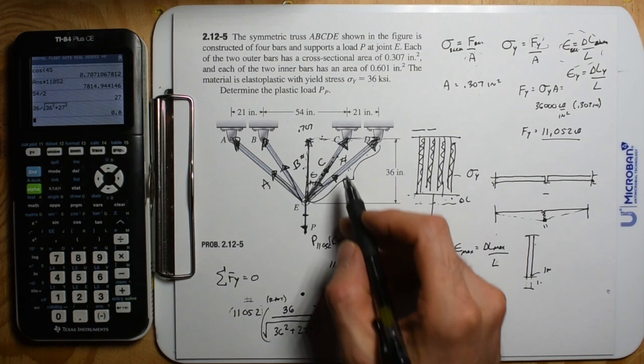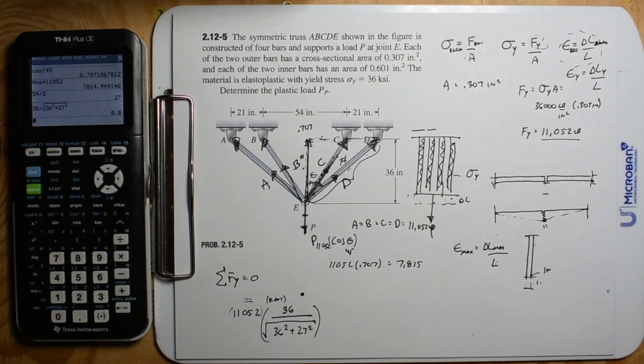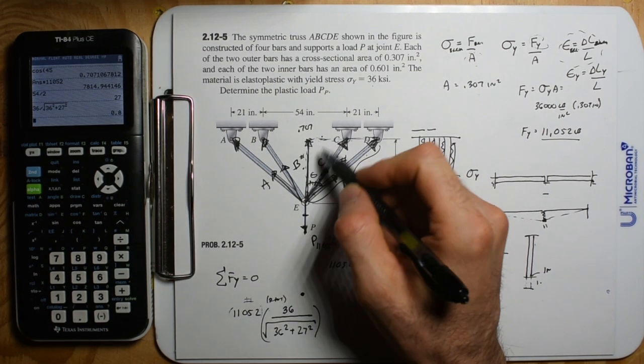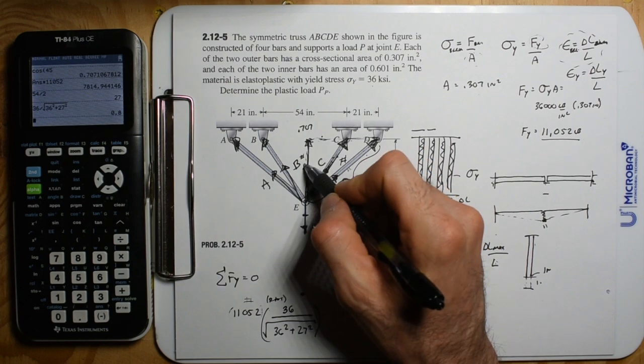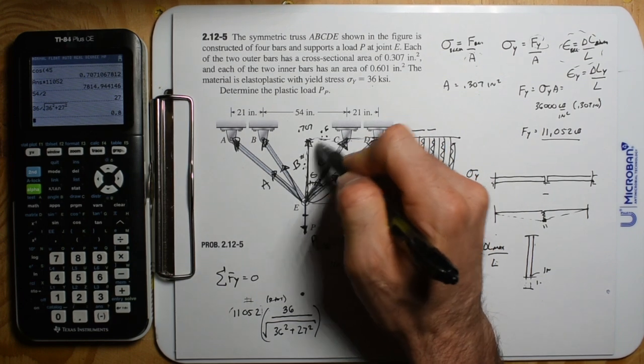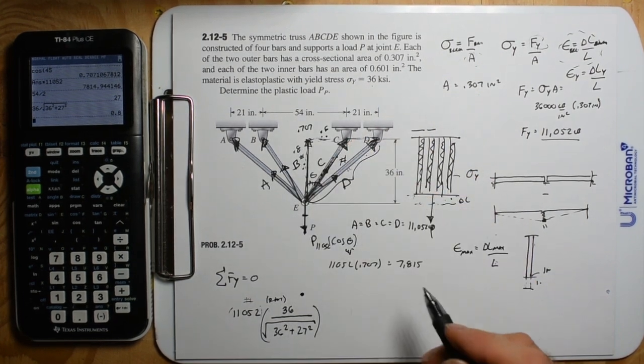Cool. Yeah. So we have a 3, 4, 5 triangle. You know what I mean? If this is 0.8, this is 0.6. 0.8. Cool.